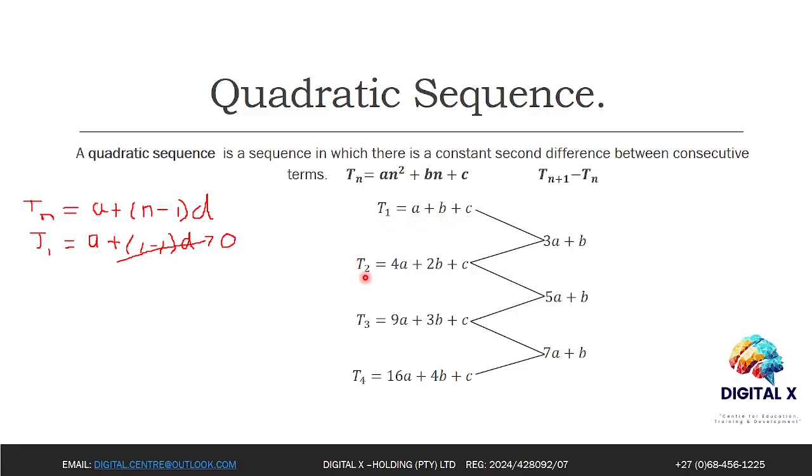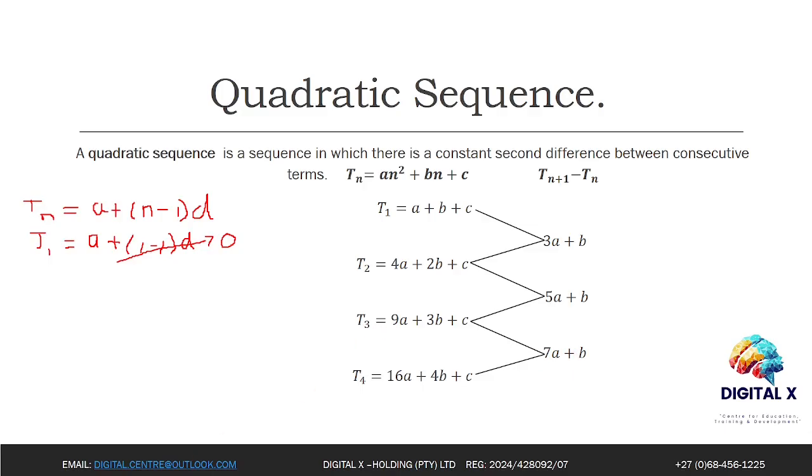The same goes for the second term. If you substitute 2 into the formula, we end up with this. The same applies for the third term, the fourth term, and so on and so forth. On the second column, I've just subtracted each successive term from the previous one, simply meaning that I have subtracted this from that. The same applies here, I've subtracted this from that.